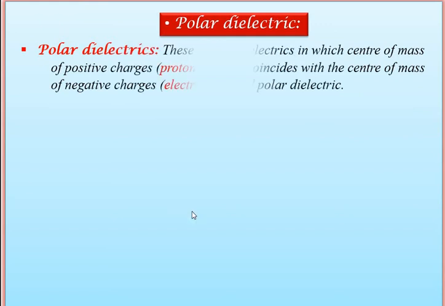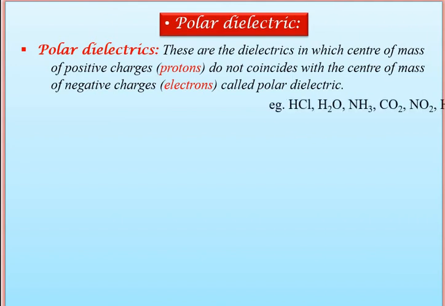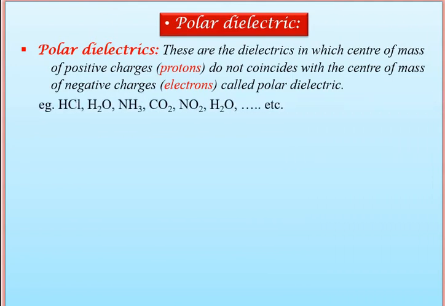Polar dielectrics. See the definition for the polar dielectrics. These are the dielectrics in which the center of mass of positive charges, that is protons, does not coincide with the center of mass of the negative charges, that is electrons, and are called polar dielectrics. The examples for the polar dielectrics are HCl, H2O, NH3, NO2, etc.